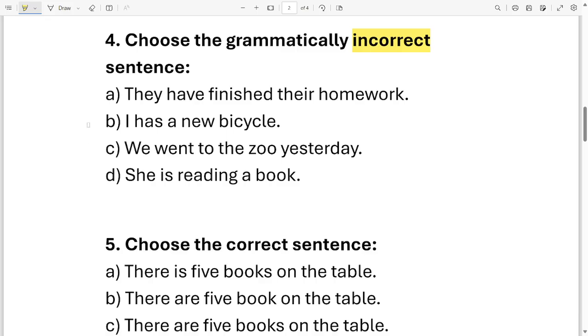If your answer is option B, you're absolutely right. Well done. I has a new bicycle is the incorrect sentence out of these 4 sentences. And if you know the correct sentence, what should be the correct sentence? Do let me know in the comment section below.